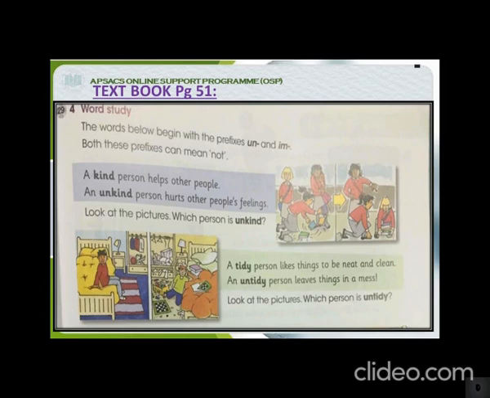Coming to the green box. A tidy person likes things to be neat and clean. That is the meaning of tidy. An untidy person leaves things in a mess. Adding un to the word tidy changes the meaning to its opposite. Now look at the picture. Which person is tidy? Very good.